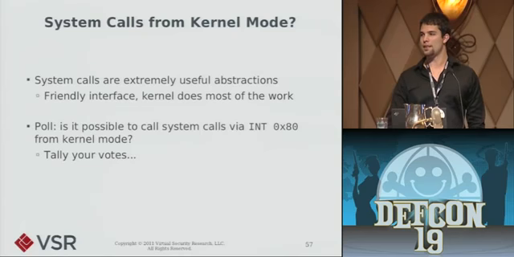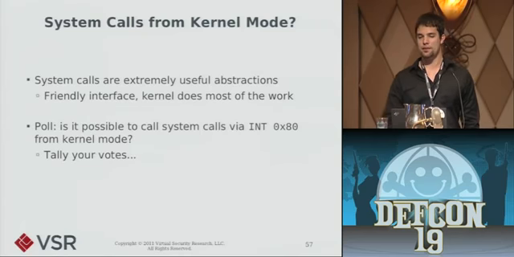But the question is, is it possible to call system calls from kernel mode? I mean, logically, it doesn't really seem to make sense, because a system call is designed to be an interface that user applications can call to request services from the kernel. So what happens when you make a system call via int 80 from kernel mode?